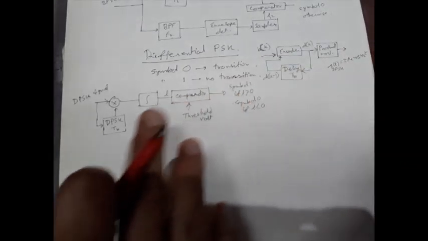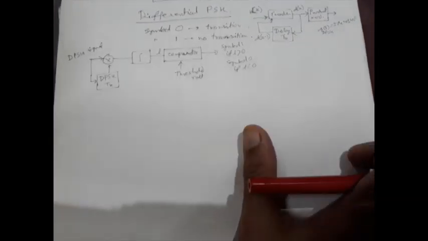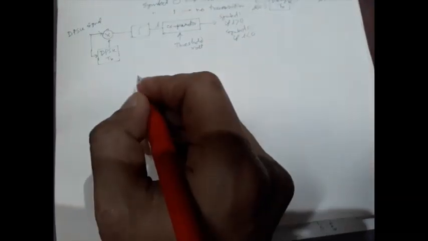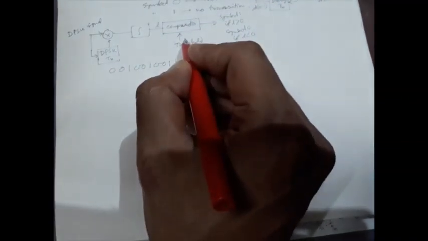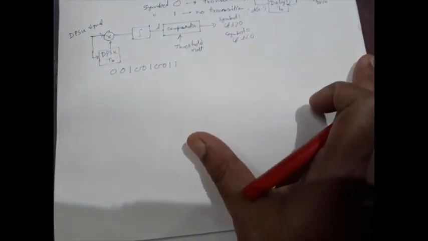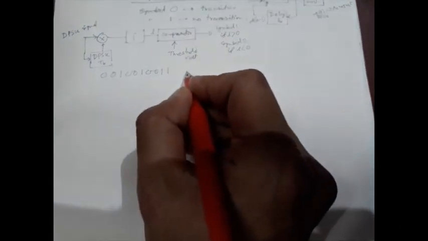To understand how it works, let us take an example of a string of bits, like say 0 0 1 0 0 1 0 0 1 1. We will try to modulate it with this scheme, and we will try to demodulate it with this scheme, and we will try to understand whether we can receive the original bit stream back or not. So first consider this table.